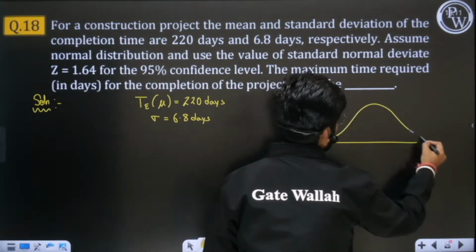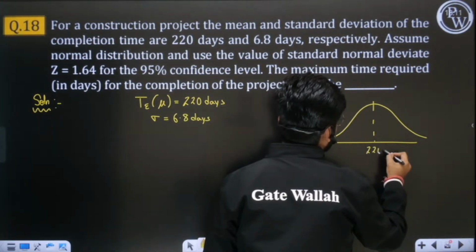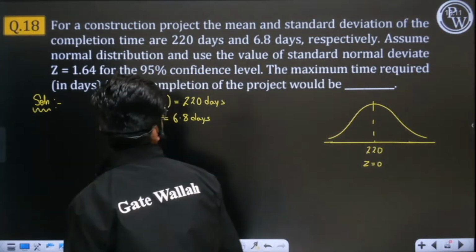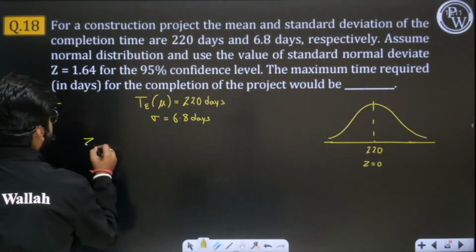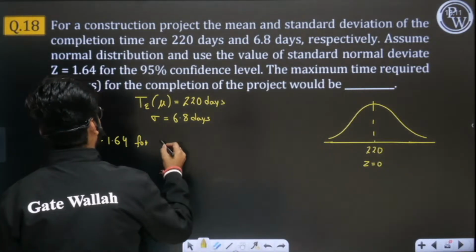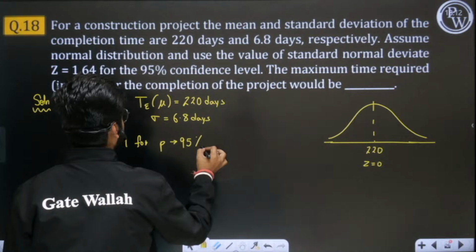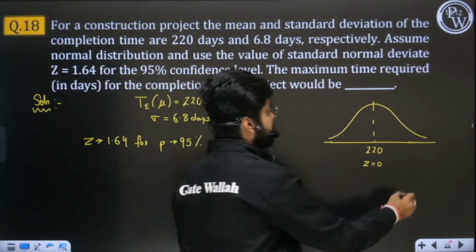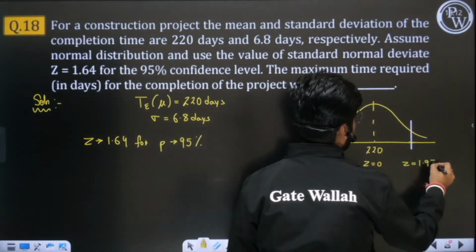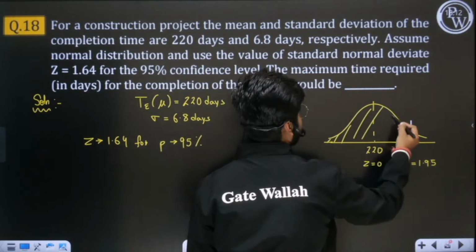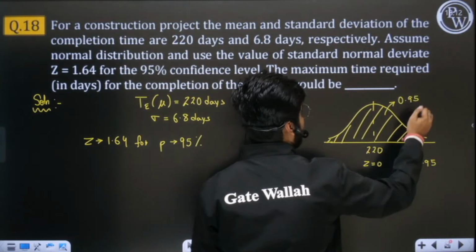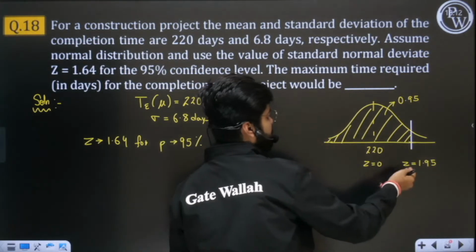So this is your normal distribution curve. Obviously in between you have 220 days, for which you have z equal to 0. Sigma is there, and z is equal to 1.64 for 95% probability. At this point, the area up to it is 95%, because this z is ahead of the mean.